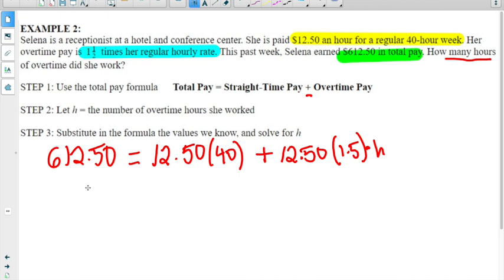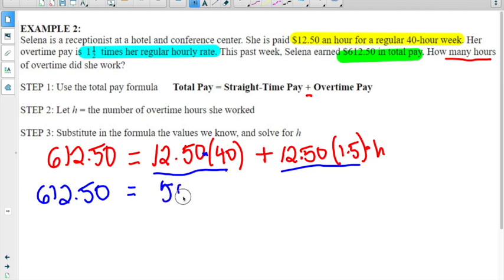A lot going on here. We want to follow order of operations when we're solving this equation. So I'm going to keep my 612.50 on one side, and I'm going to do some multiplication to clean up that next line. Okay, so 12.50 and 40, those are being multiplied together. And when they multiply together, it becomes 500.